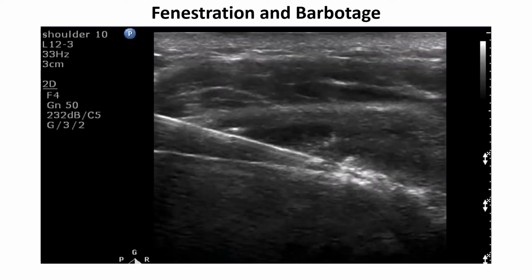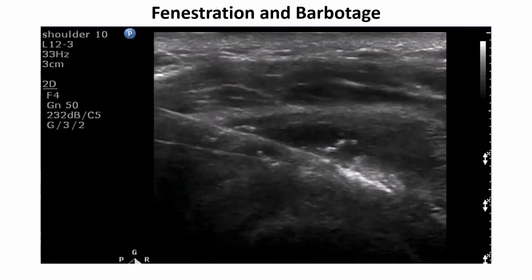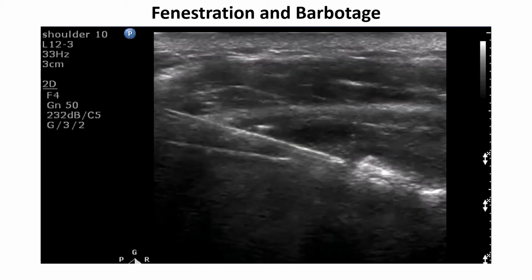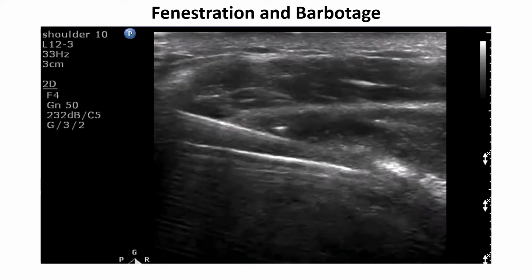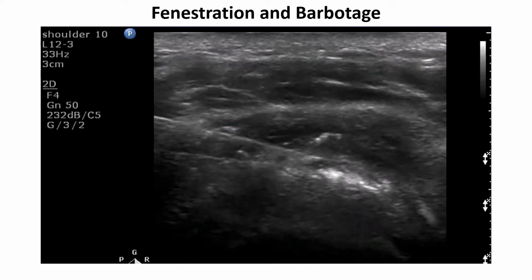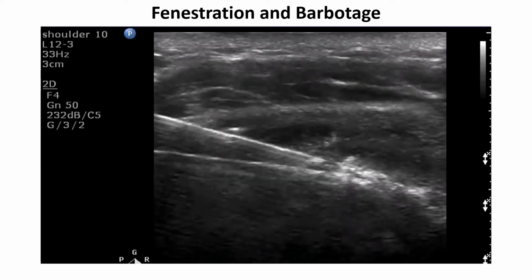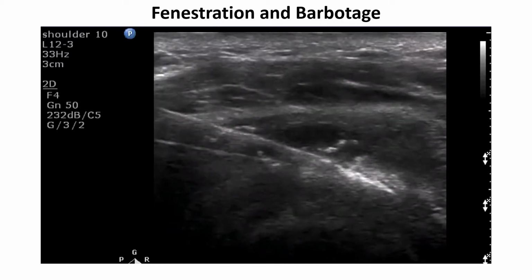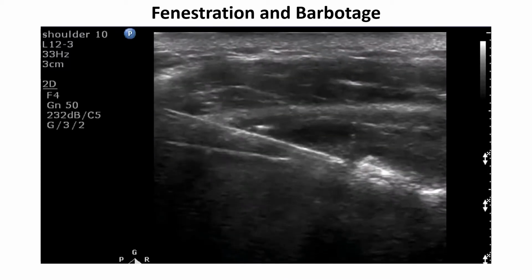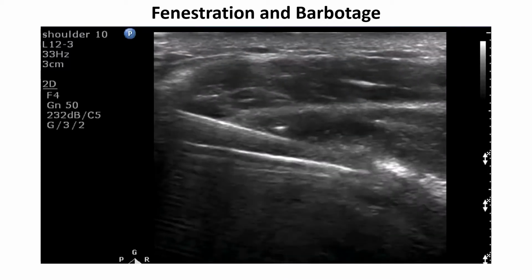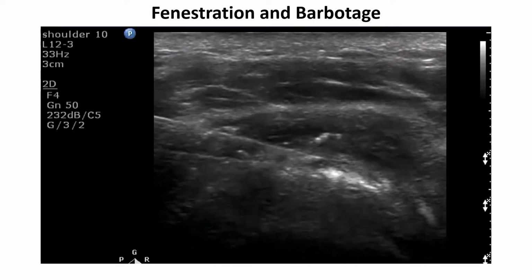This sono video demonstrates the two needle technique, which is used to fenestrate and to barbotage the calcium. Please note that the upper needle is used to irrigate, whereas the lower needle is used for aspiration.